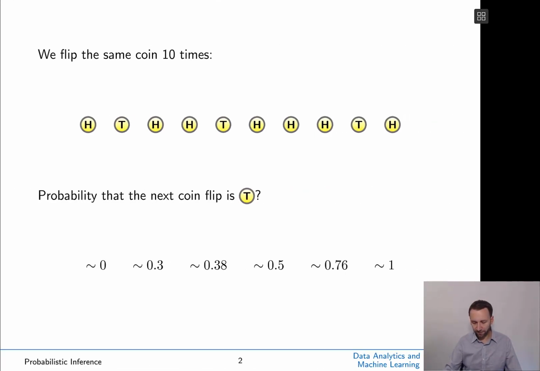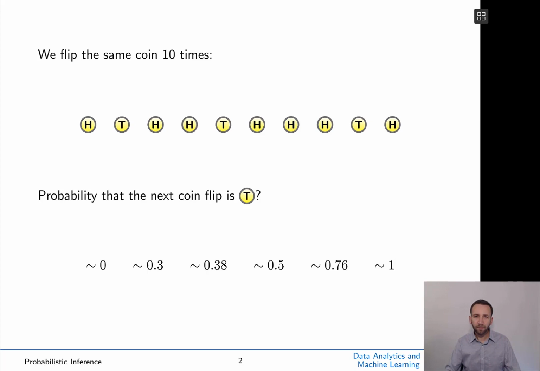So there are many different choices, right? You could say, oh, it's 0% likely that we see a tail, or it's 30%, or it's 76% showing a tail. So I hope most of you will intuitively guess something around 30%, right? Why? Because in these 10 flips, you have seen 1, 2, 3 times a tail, so 3 out of 10 times you have seen a tail.